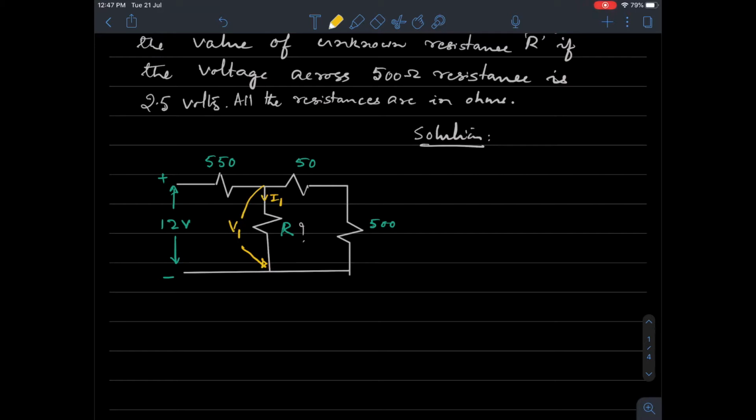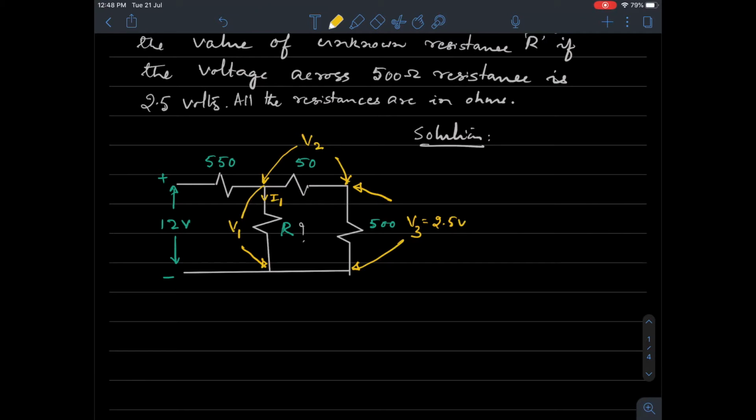What is given in the problem, if you can see, he says the voltage that is across 500 ohms is 2.5 volts. So I will call this voltage V3. This is equal to 2.5 volt. This is what is given to us. I will call this voltage V2. I'll name this voltage V2, or the potential difference between these 2 points.